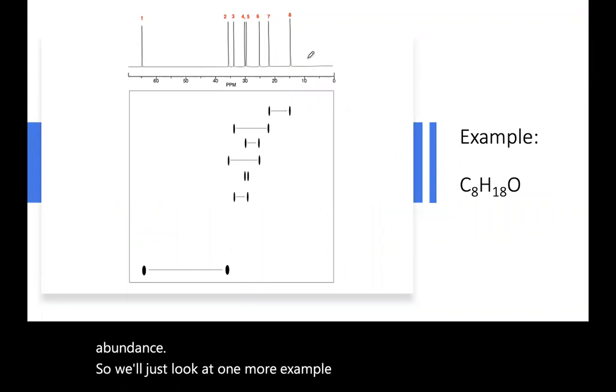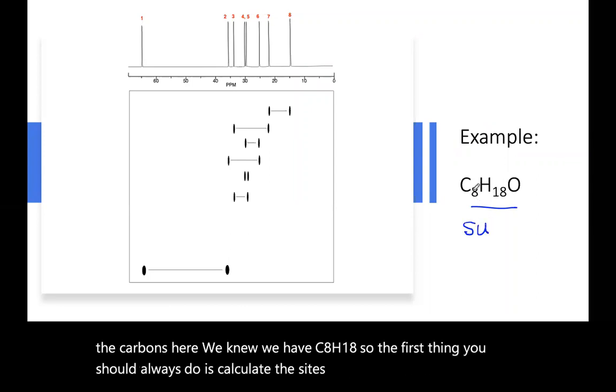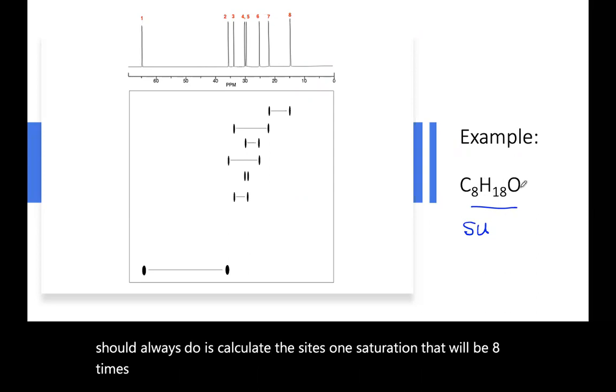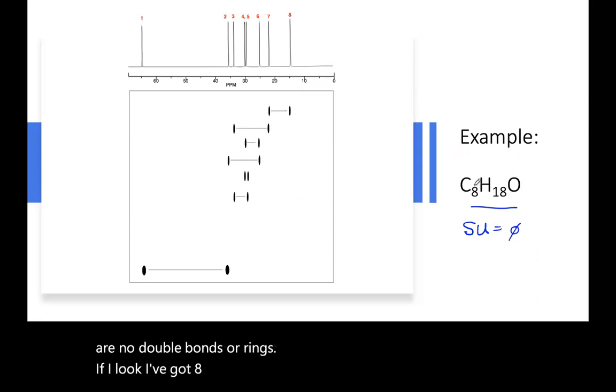And so I've numbered the carbons here. We know we have C8H18. So the first thing you should always do is calculate the sites of unsaturation. That would be 8 times 2 is 16 plus 2 is 18. So there are no sites of unsaturation in this. So there are no double bonds or rings. If I look, I've got 8 carbons. That fits, so I have no symmetry.